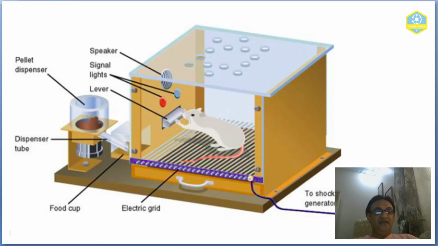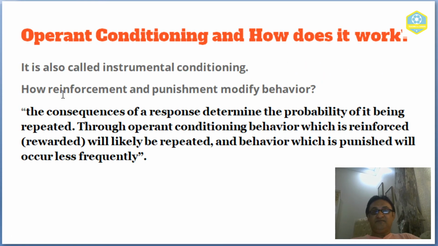So he gave two experiments. One is a rat experiment and the other is a pigeon experiment. That is called the operant box or operant conditioning. It's also called instrumental conditioning. He said reinforcement and punishment modify behavior. So the consequences of the response determine the probability of it being repeated. Through operant conditioning, behavior which is reinforced or rewarded is likely to be repeated. If it is punished, it will occur less frequently. So he proved this through experiment.